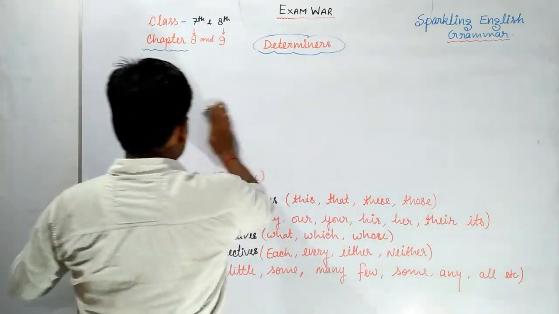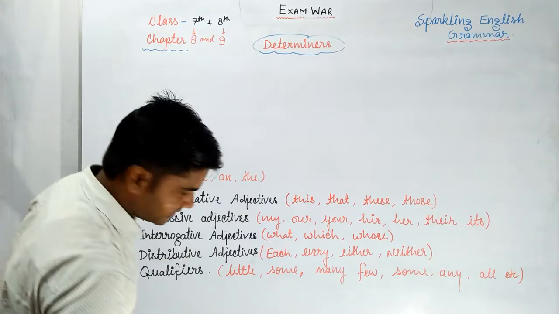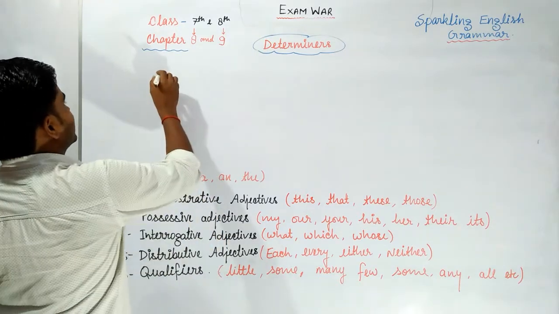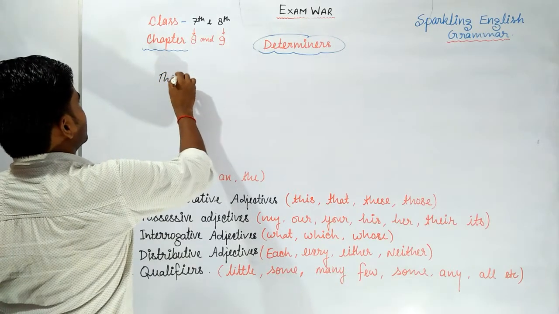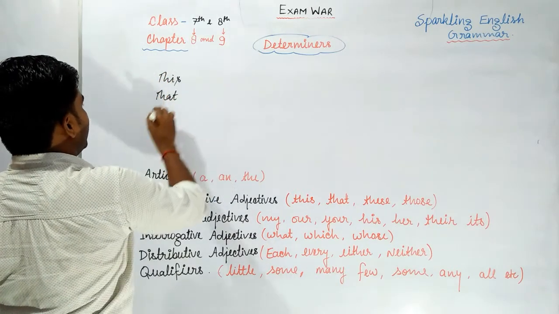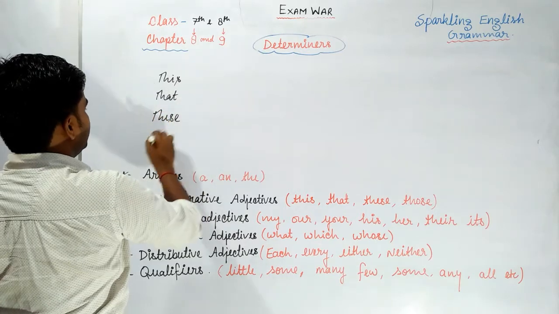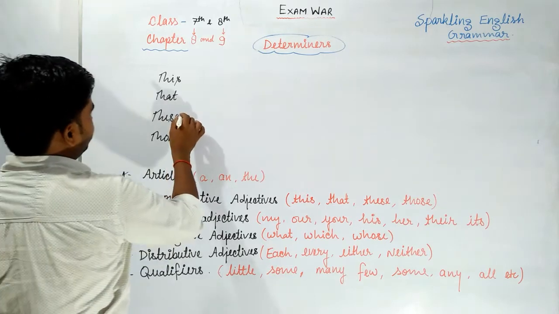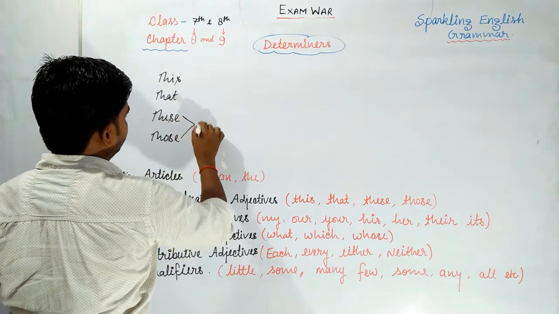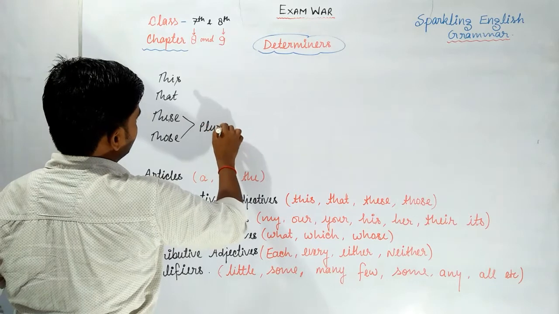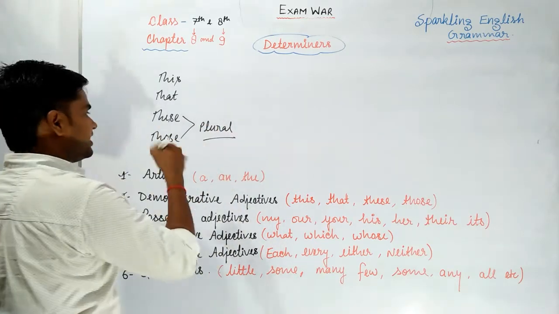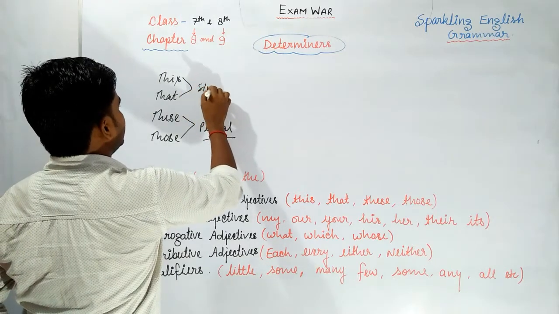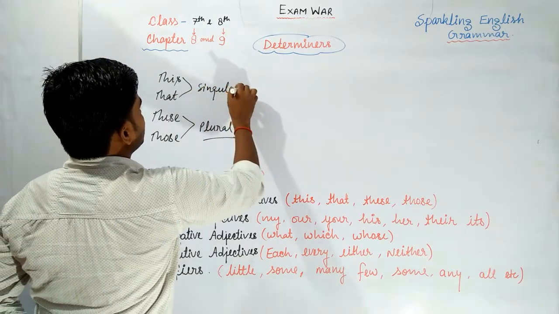Now let's have the next one. What is that? Demonstrative adjectives. So dear students, demonstrative adjectives are four: this, that, these, those. Both these and those are plural, and are used with plural nouns. This and that are singular.